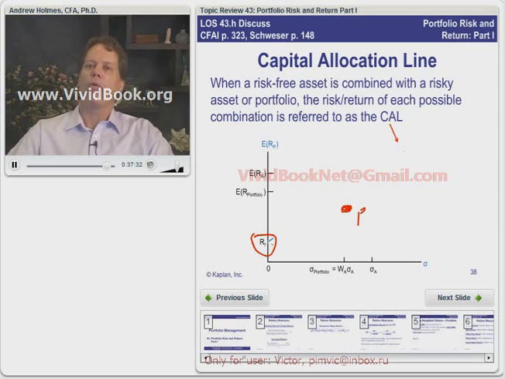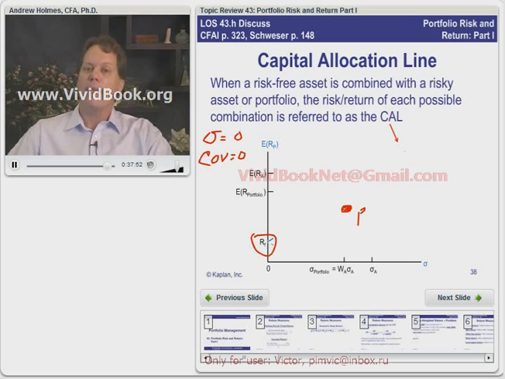Now, what are the attributes of a risk-free asset? The attributes are, one, the standard deviation is 0. But also the covariance of the risk-free asset with all other assets is 0. It doesn't vary, right? You get exactly what you were promised. So, it has 0 variance and 0 covariance.